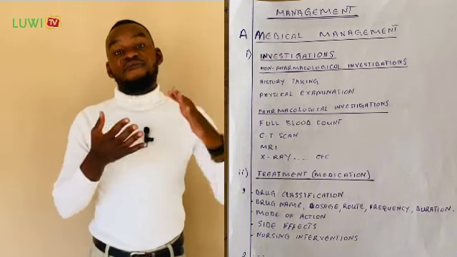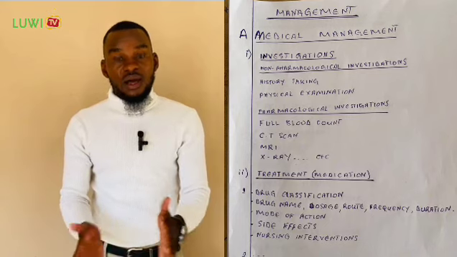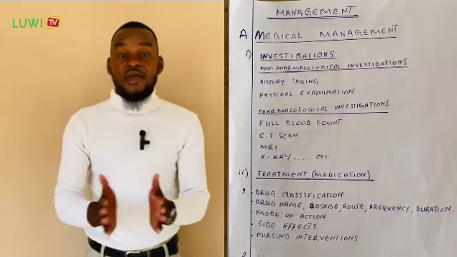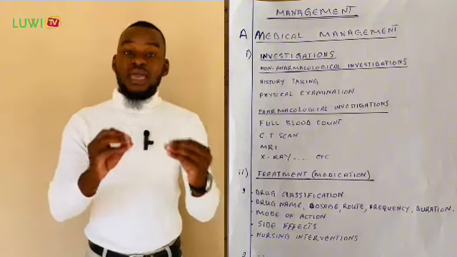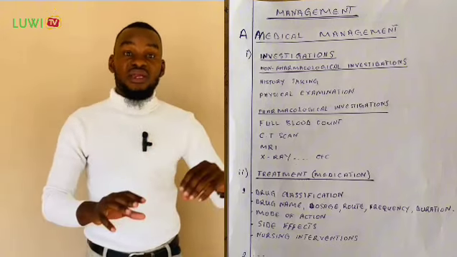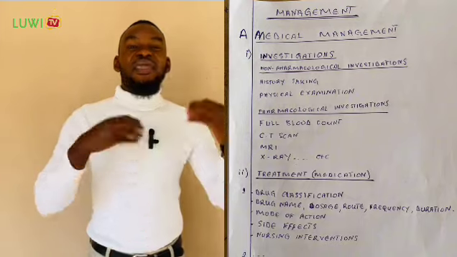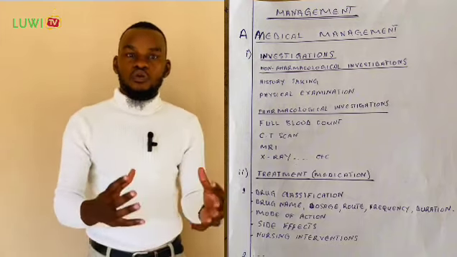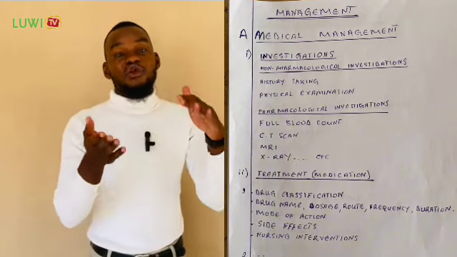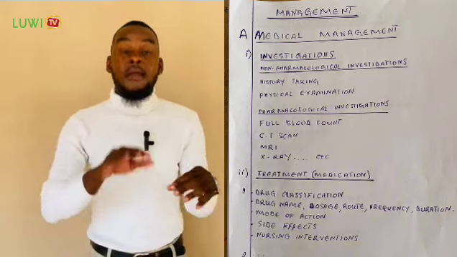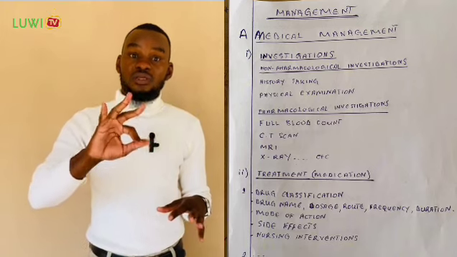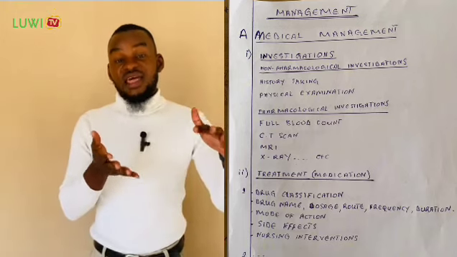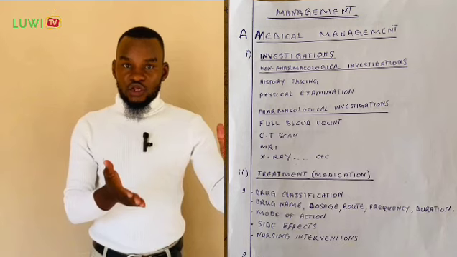Other pharmacological investigations you can do are X-ray and MRI, depending on what you've been given in the question. If it requires you to take a urine sample or a sample of stool, you are going to indicate it in your pharmacological investigations. Make sure you just pick about 3. That is the first part of medical management.